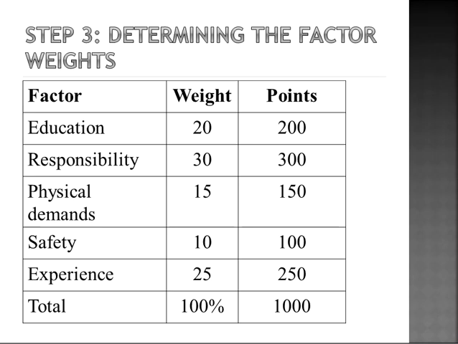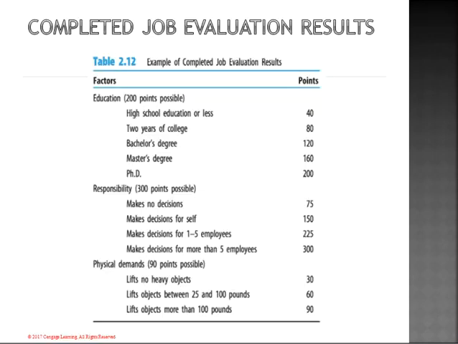So here we have the weights that we've established, the points set based out of 1,000 total here, and we see them divvied up here. So 200 points for education, 300 for responsibility, 150 for physical demands, 100 for safety, 250 for experience. So here is an example of a completed job evaluation results here. Education, 200 points possible, responsibility 300, and physical demands 90. And we see the points distributed as such.